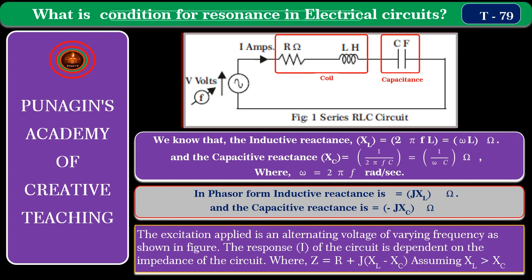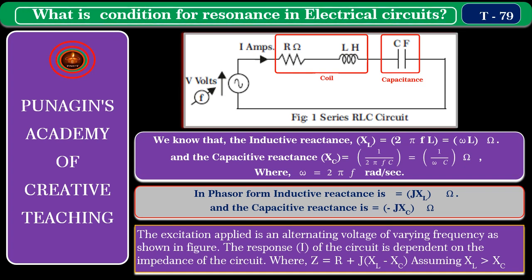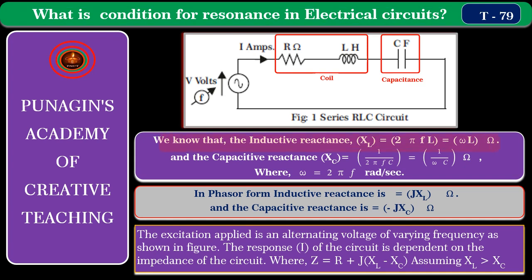But what is the condition for resonance? We know that the inductive reactance XL is equal to 2 pi f L, that is equal to omega L ohm. And the capacitive reactance XC is equal to 1 upon 2 pi f C, that is equal to 1 upon omega C ohm, where omega is equal to 2 pi f radians per second. We know that in phasor form, the inductive reactance is jXL ohm and the capacitive reactance is minus jXC ohm.